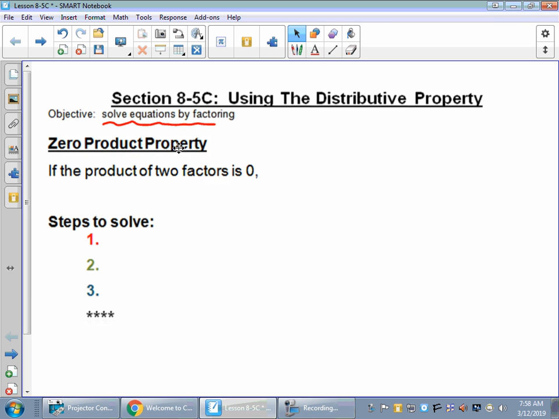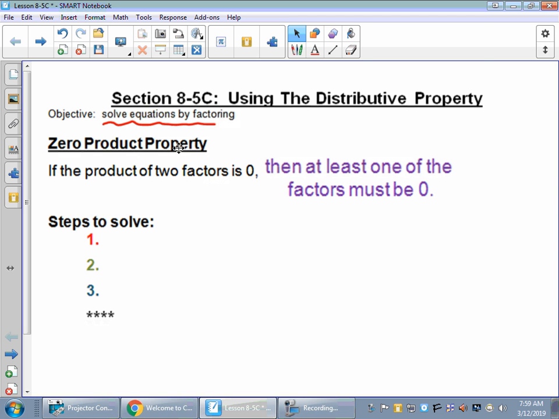Shouldn't be that bad. You're going to do the same things you did in 8.5a and 8.5b as far as factoring, but then we're going to take it one step further and actually solve and get solutions. So that takes us to the zero product property, which is what we're going to talk about most of the time today. If the product of two factors is 0, that means if you multiply two numbers and you get 0, then at least one of the factors must be 0.